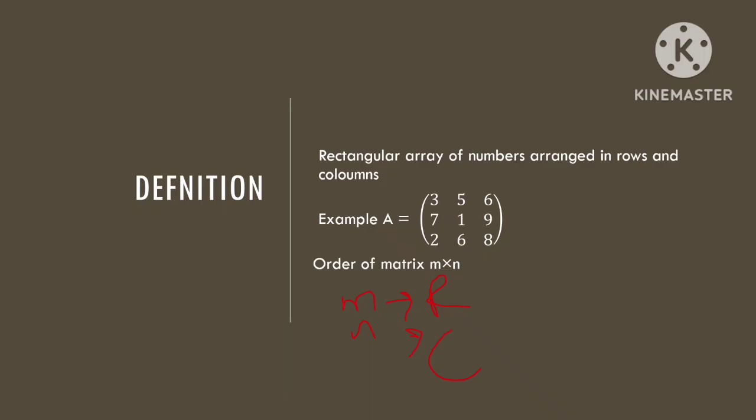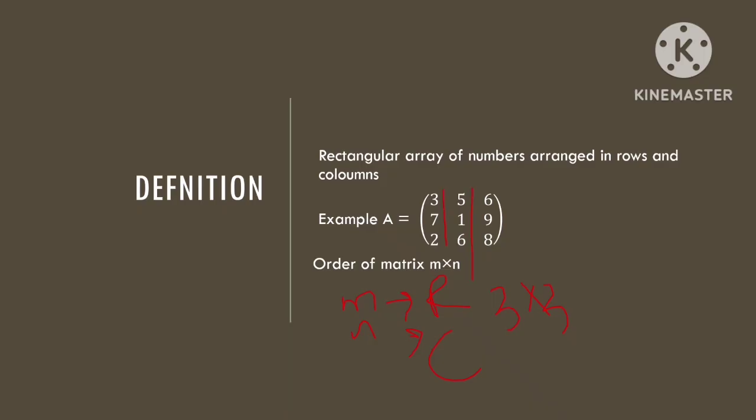Here, what is the order of this matrix? How many rows are there? 3. How many columns are there? 1, 2, 3. 3 columns are there. So, the order of the matrix is 3 by 3. Clear? Okay.